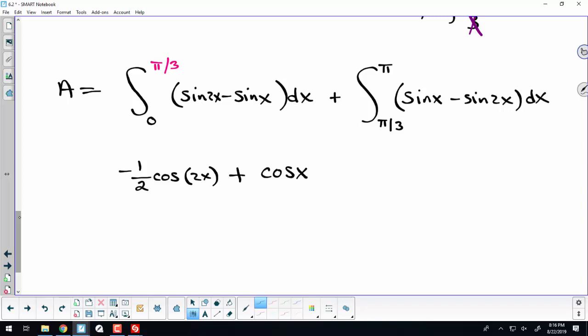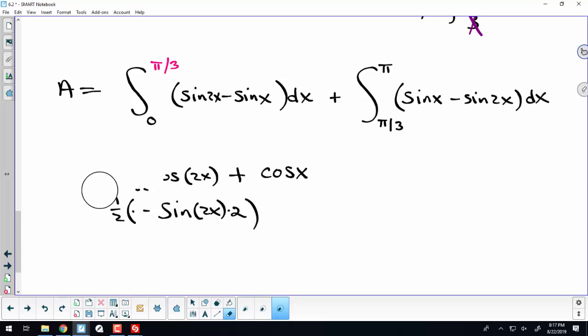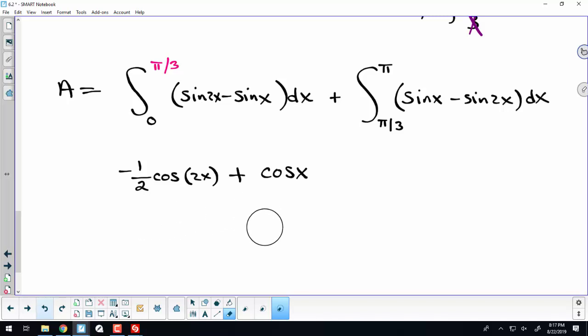If I take the derivative of the cosine of 2x times negative 1/2, that's negative sine of 2x times 2 multiplied by this negative 1/2, which gets me back up to my positive sine of 2x. So you can hopefully quickly check, assuming you're familiar with derivatives, which hopefully you are. That might have been a longer time ago than antiderivatives even.